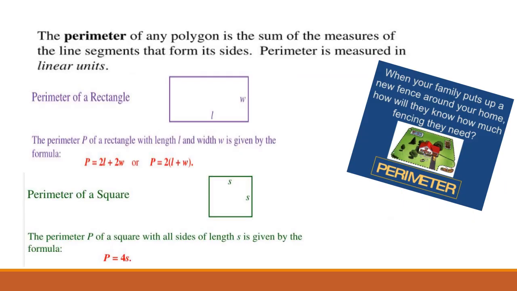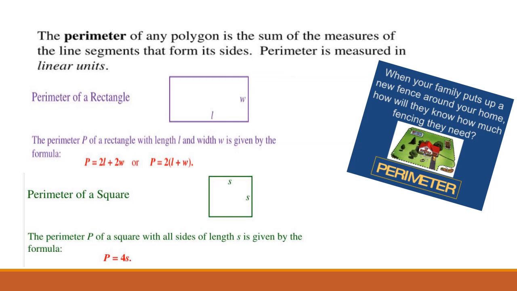Perimeter. This is a new word. We want to know what we mean by perimeter. To remember that, let's see this example. When your family puts up a new fence around your home, how will they know how much fencing they need? The fencing around our home and our garden is the perimeter. Let's learn today how we can find the perimeter.